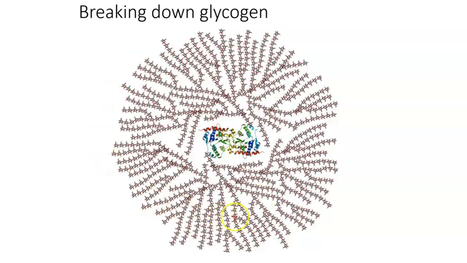So we've built this big chain, or these big groups of glycogen. And now glycogenolysis is when we want to do the reverse reaction and start breaking down these glucose molecules to use in glycolysis, for example.